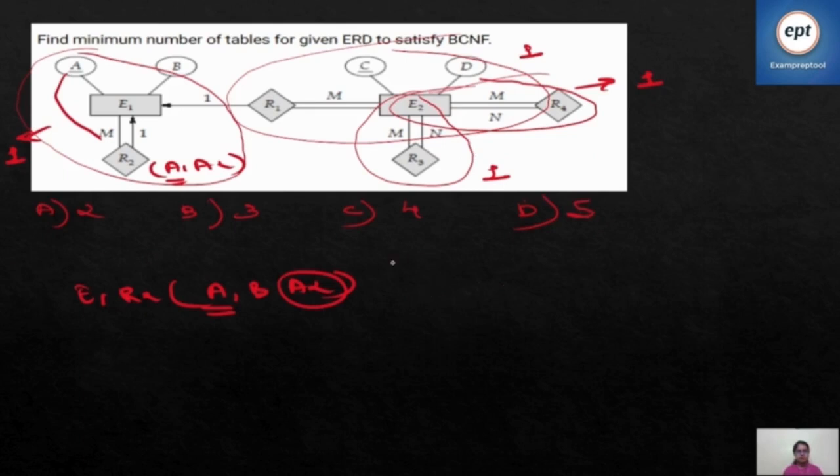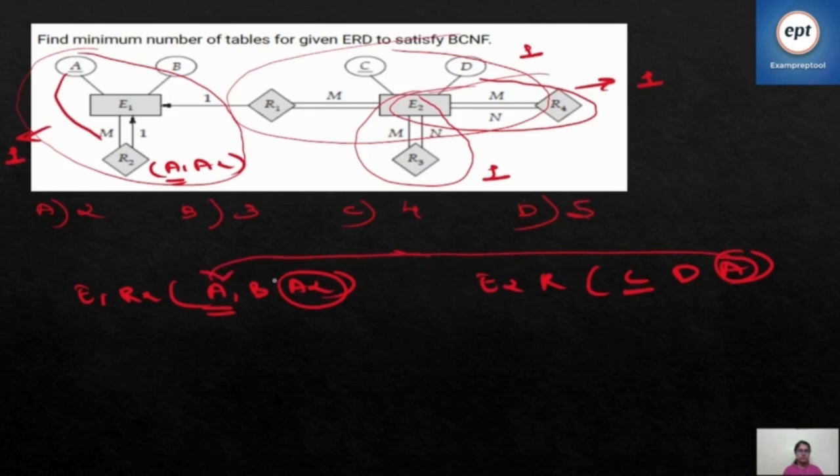Let's see the configuration, like how we will have. So with E2, if we combine with R, it will have C, D and A, and here C will be the candidate key, C will be the primary key. Okay, and A will be the foreign key, which will refer to this one. Okay, and then we will have R3.